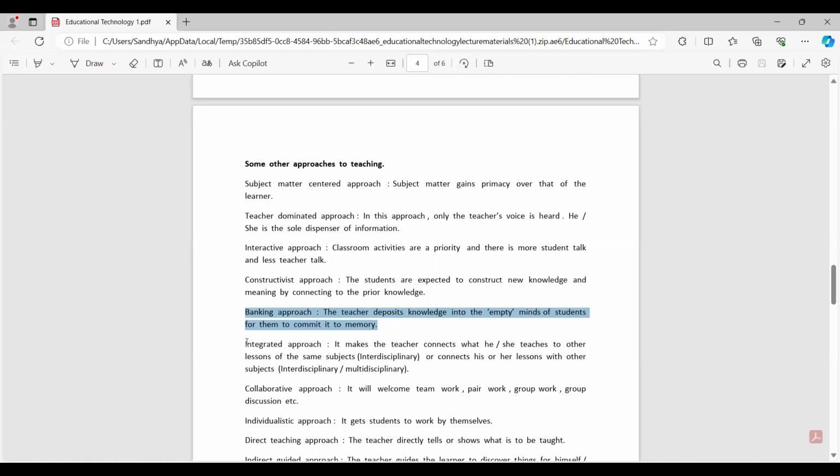The next one, integrated approach. It makes the teacher connect what he or she teaches to other lessons of the same subject or connect his or her lessons with other subjects, interdisciplinary or multidisciplinary. Integrated approach. It is highly student-centered. Integration of skills, integration of subject matter. That happens in a student-centered classroom. Okay?